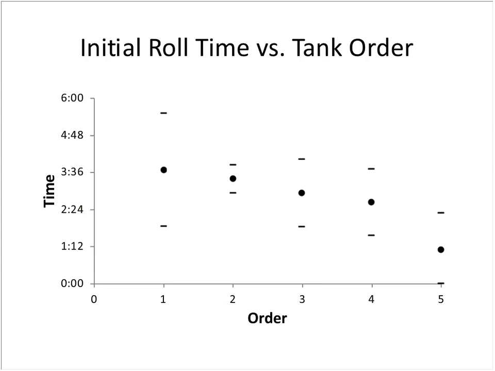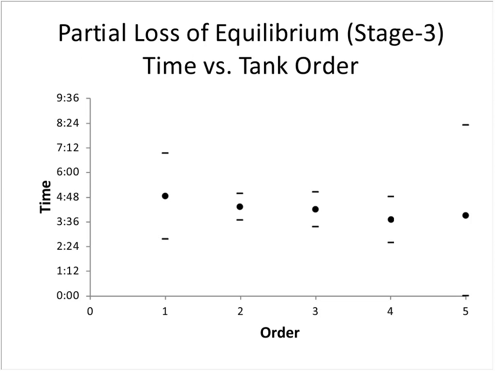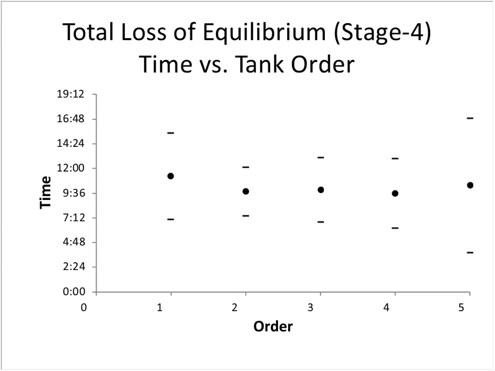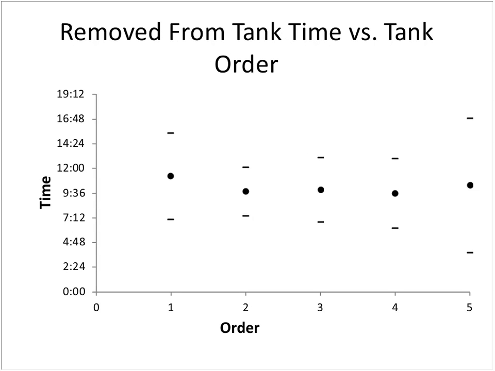So then we started correlating the tank order. So did fish 1 get there faster than fish 5 to each threshold? And with the confidence intervals in here, you can see there's not really any difference. So the tank order to the initial roll did not really have a significant correlation. And again, that's what we see here with the partial loss of equilibrium, that stage 3. The tank order did not really correlate to stage 3. And again, with the total loss of equilibrium, we just didn't find the correlation there. Or being removed from the tank.